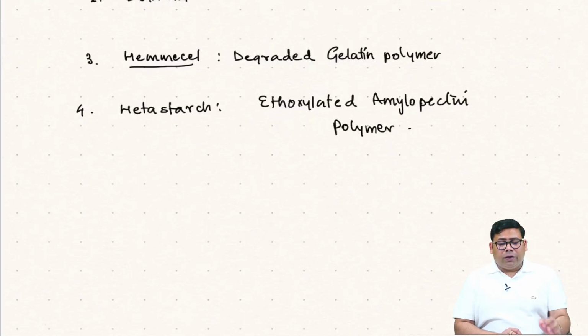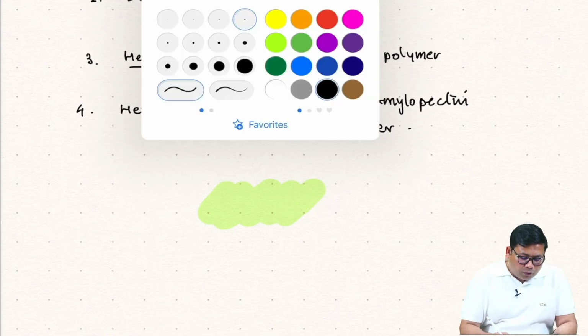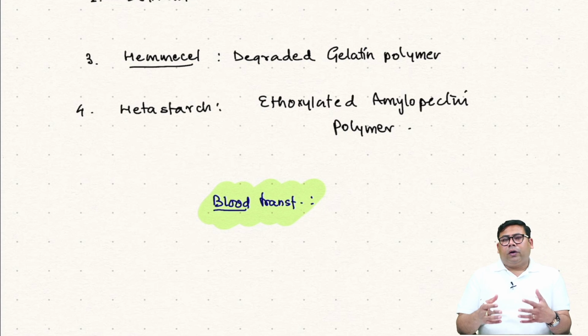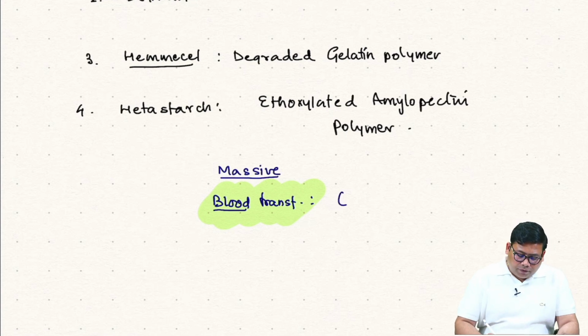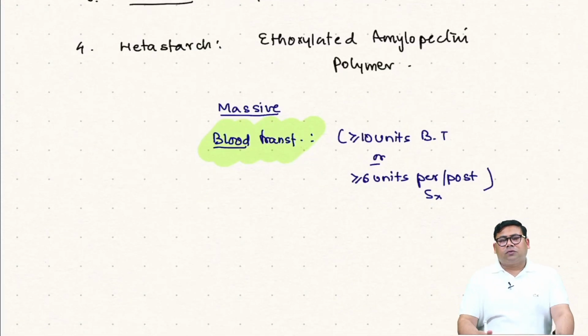Now, one more thing that we need to understand is something about the blood. I'm not going to discuss each and everything about the blood. Whenever we talk about blood transfusion, and whenever you require a large volume of blood transfusion, that is known as massive blood transfusion. What is the concept of massive blood transfusion? Whenever you require more than or equal to 10 units of blood transfusion, or even more than or equal to 6 units per or post operative. So per or post surgery, if you require even 6 units, then also you will follow this concept.